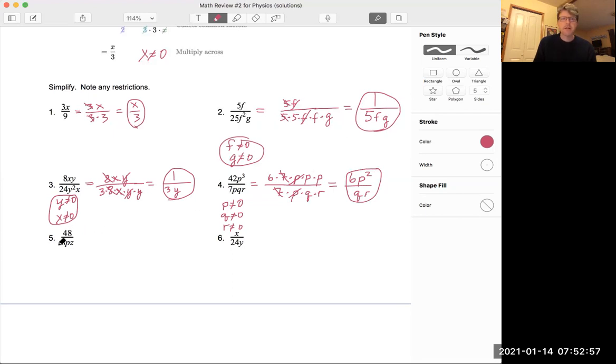And again, here I can see 8 and 48. Aha. I'm just going to write this as 6 times 8 in the top, 8 PZ in the bottom. That's a Z, by the way, not a 2. And I can cancel out the 8 here, the other 8, and the answer is 6 over PZ.